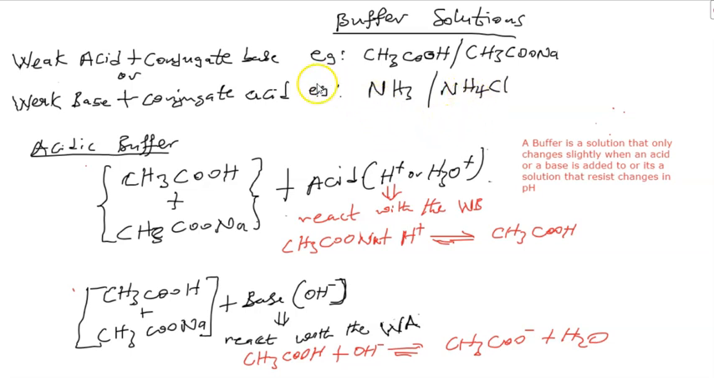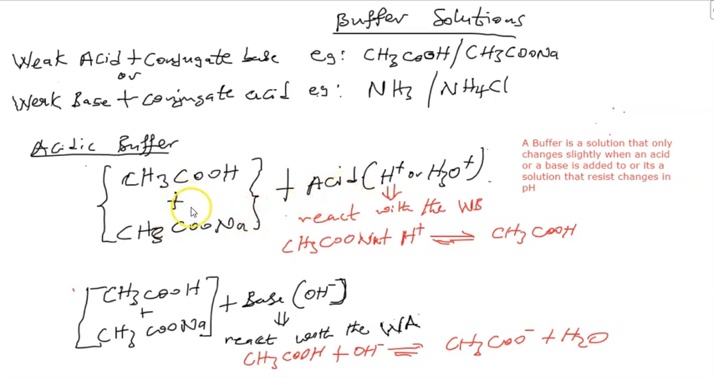Okay, so let's look at how buffer solutions work to resist changes in pH. Now, we make buffer solutions when we want to have a system where pH does not change drastically if an acid or base comes in. What this means is that the buffer solution should be able to mop up any H plus or OH minus that comes in, in order to prevent a drop or an increase in the pH.